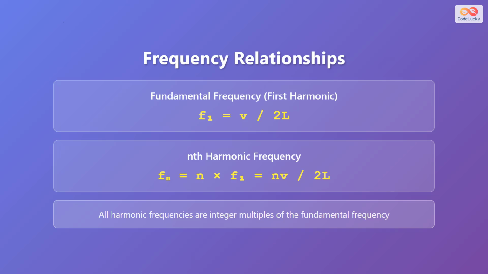The frequencies of standing waves follow elegant mathematical relationships. The fundamental frequency, or first harmonic, is given by f1 = v/2L, where v is the wave velocity and L is the length of the medium. For any nth harmonic, the frequency is simply n times the fundamental frequency. Expressed as fn = nv/2L, this means all harmonic frequencies are integer multiples of the fundamental frequency, creating a harmonic series that determines the characteristic sound of musical instruments.